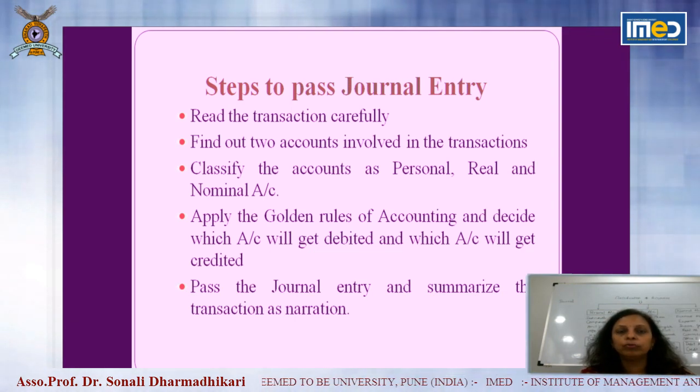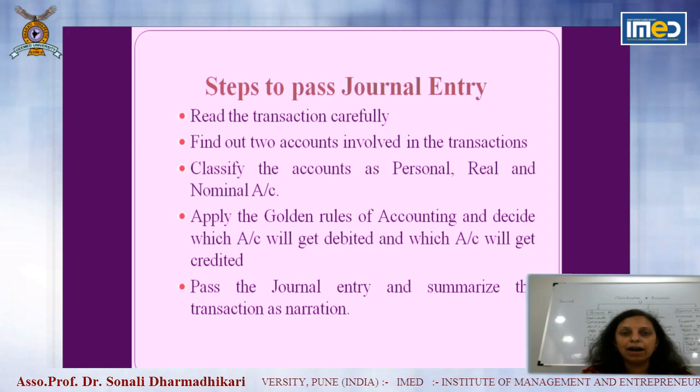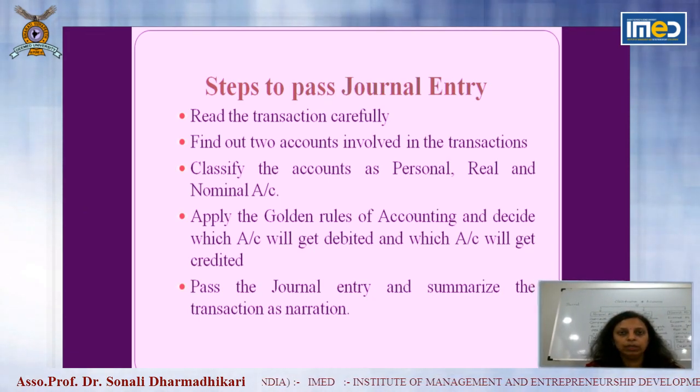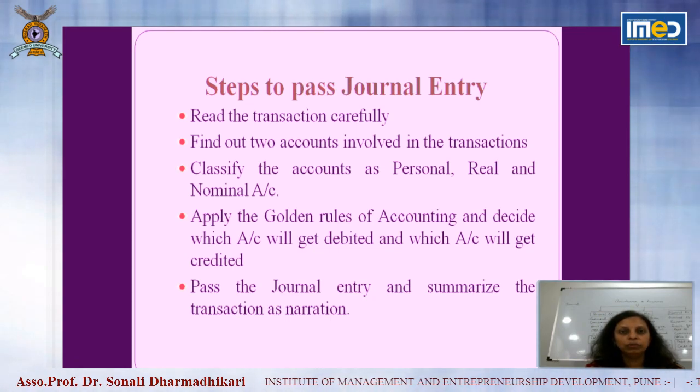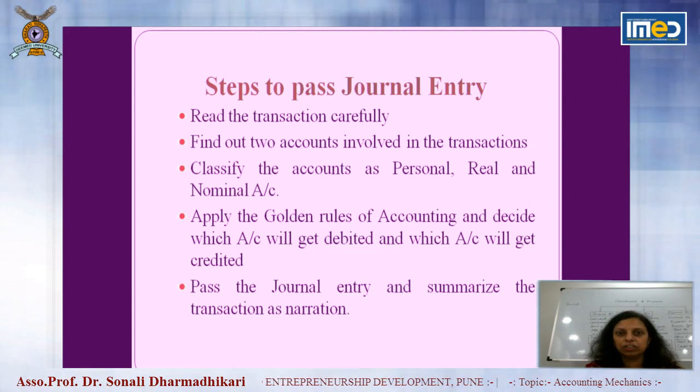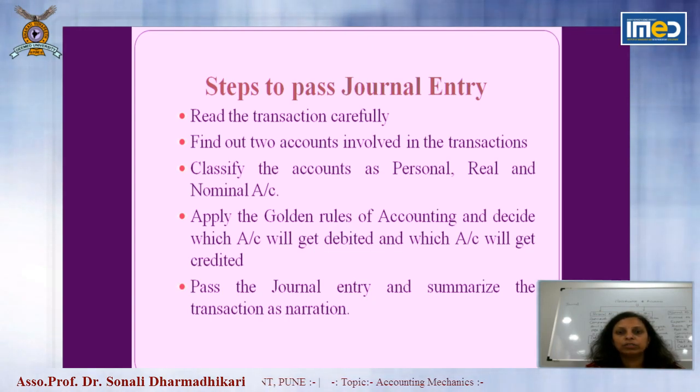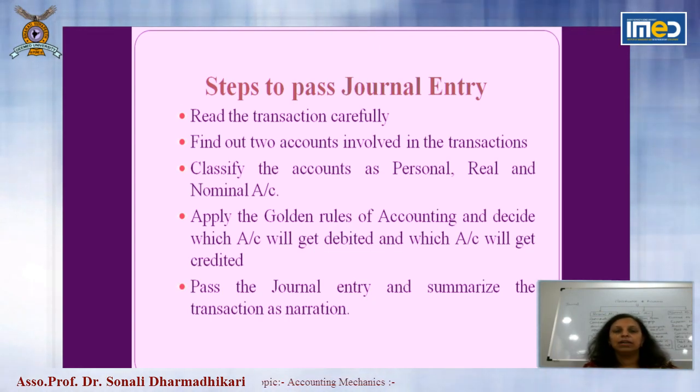Then what you have to do first? You have to think from Ram's business point of view. Every transaction you have to think from Ram's business point of view. So first you will read the transaction carefully. Then second step, you will find two accounts involved in the transaction. As we have seen in the principles of double entry bookkeeping as well as the dual aspect concept, every business transaction involves two accounts. So you have to find out two accounts involved in the transaction.